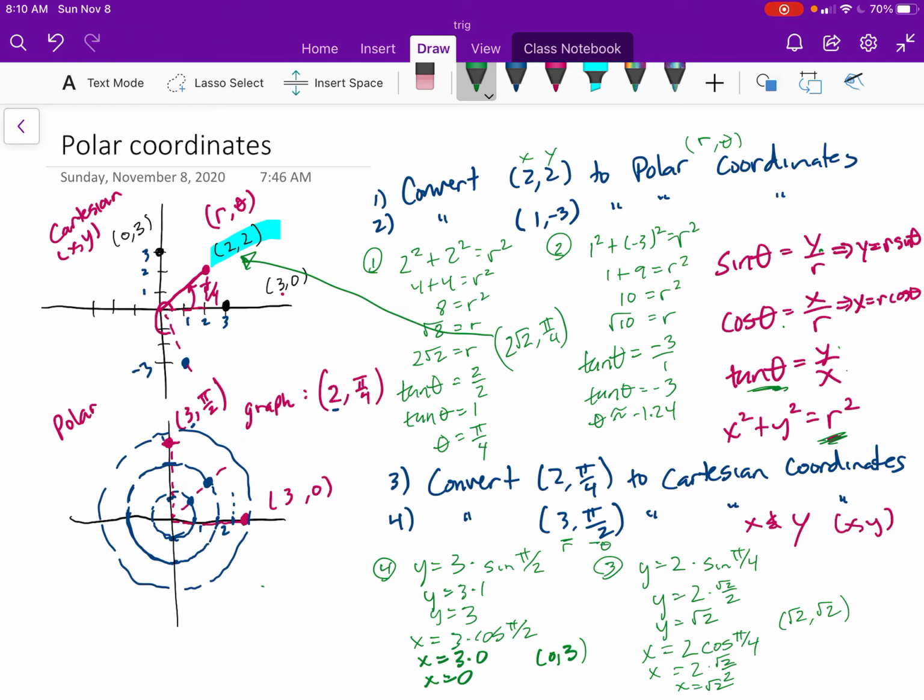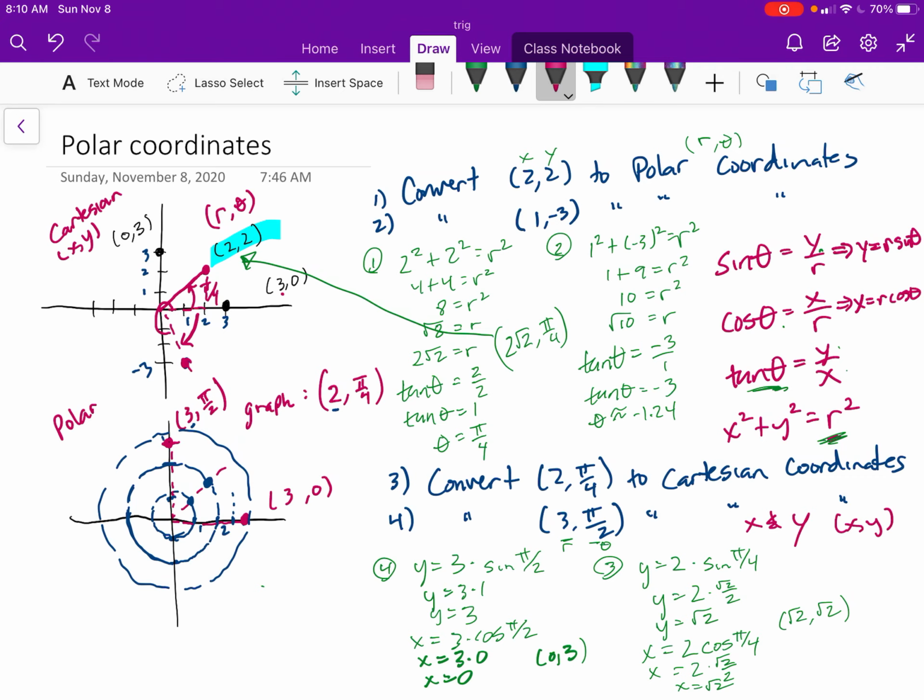Is this on the unit circle actually? No, it's not. Okay. Negative 1.24 radians. So let's take a look at that. If I went negative, right? So theta's there, and then I went a positive r, I am at this correct point. Okay, so this does work.